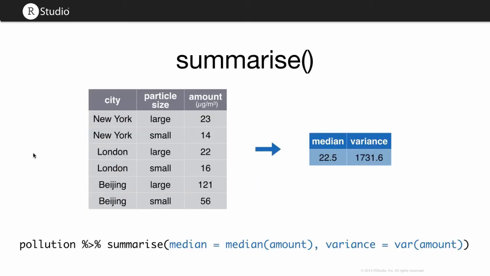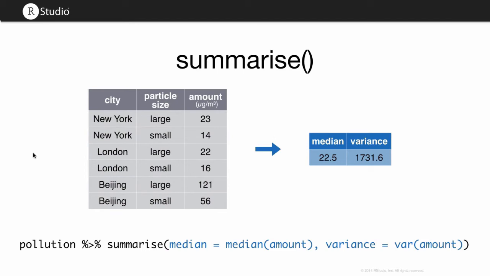Okay, so the last of those 4 functions we listed was summarize. And summarize takes a data frame and it calculates summary statistics from it. You get back a new data frame, and usually that new data frame is much, much smaller. For example, here I'm summarizing the pollution data frame by calculating the median value of amount. I only need one value to show the median, so my new data frame only has 1 row. I'm also calculating the variance.